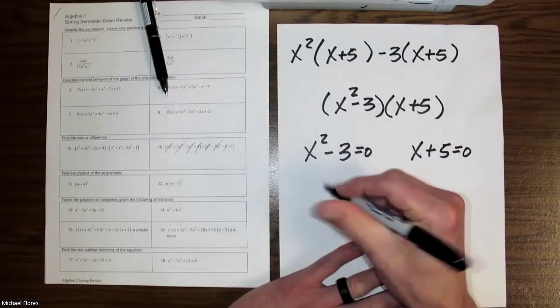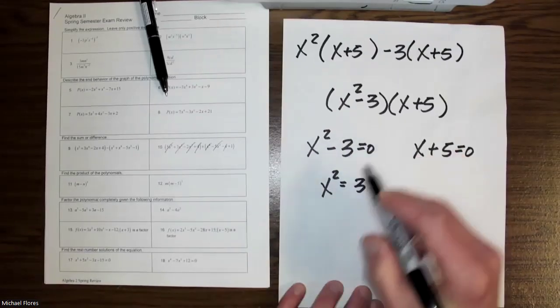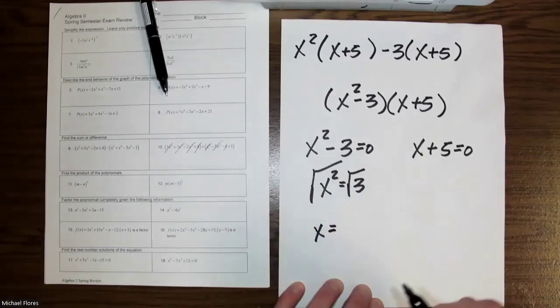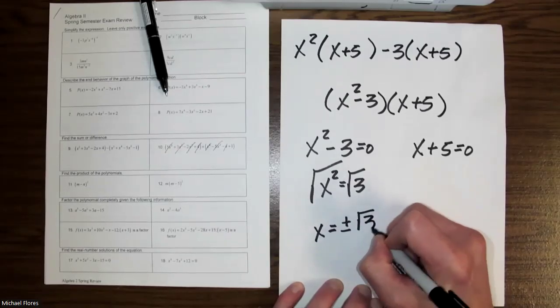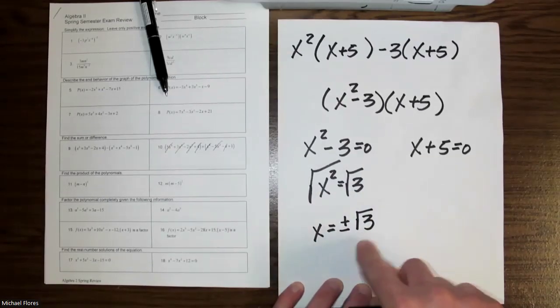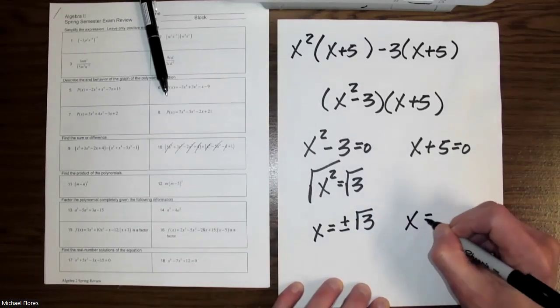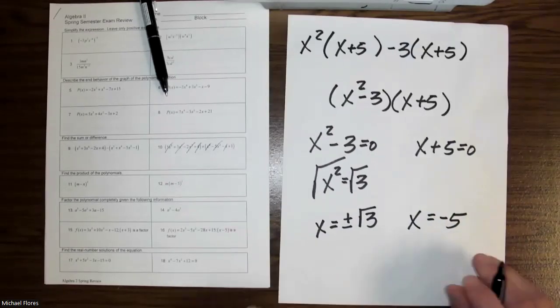This one here, you'd start by adding over the 3. Square root both sides. And if you're solving using the square root method, which we are, then it's plus or minus the result. So we have two answers here, positive root 3 and negative root 3. And then this last one here, you'd have to subtract over the 5. So we have now found all the real solutions.